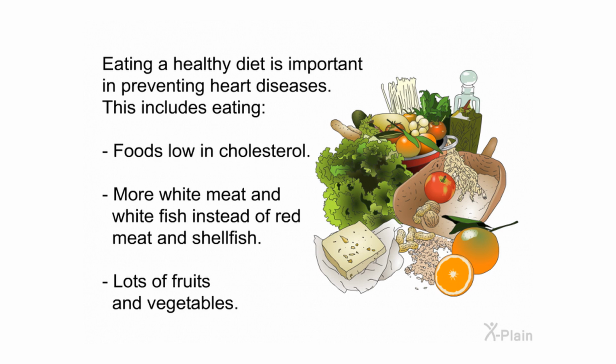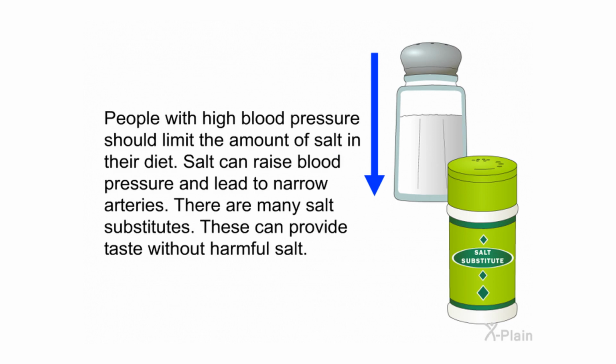Eating a healthy diet is important in preventing heart diseases. This includes eating foods low in cholesterol, more white meat and white fish instead of red meat and shellfish, lots of fruits and vegetables. People with high blood pressure should limit the amount of salt in their diet. Salt can raise blood pressure and lead to narrow arteries. There are many salt substitutes. These can provide taste without harmful salt.